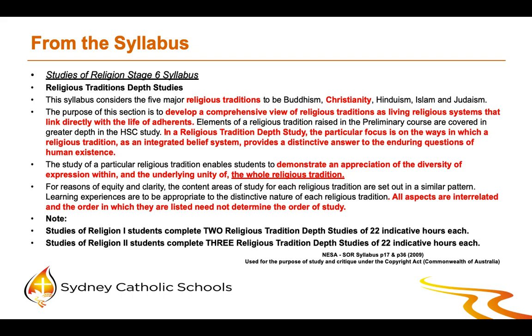Likewise, you're expected to, quote, "develop a comprehensive view of religious traditions as living religious systems that link directly with the life of adherents," unquote. This is critical and is the statement that will make or break you as a student of this subject. Religious traditions have believers who we call adherents. They are living beings. Therefore, we must have living religious systems because they relate and impact the life of the adherents, the believers.